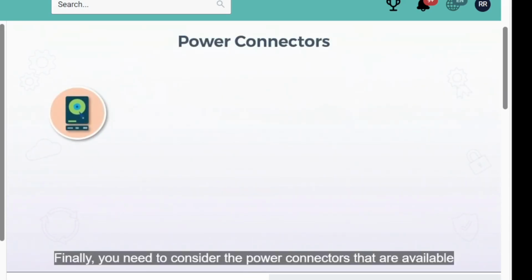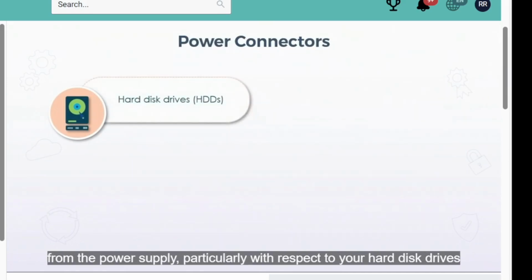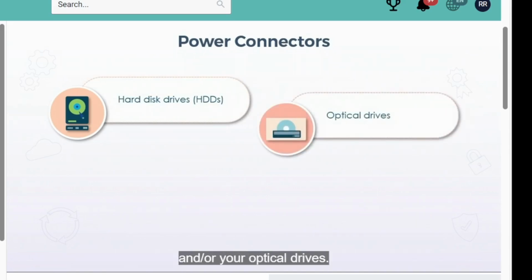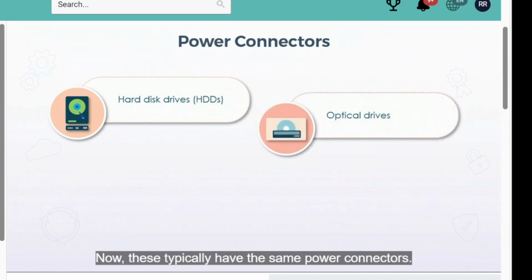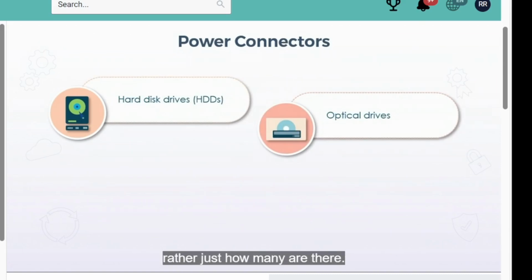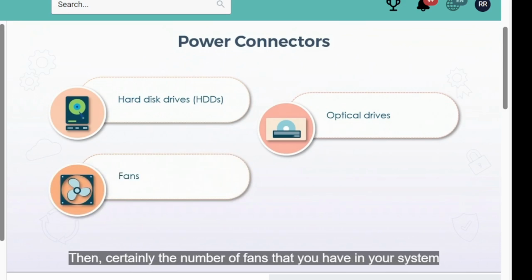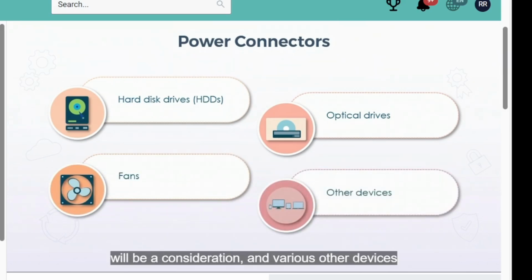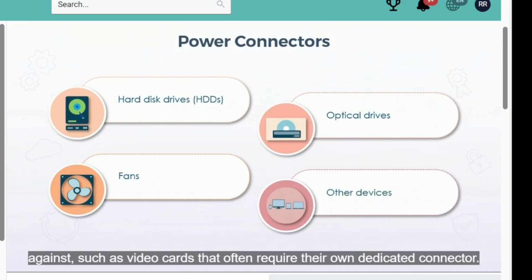Finally, you need to consider the power connectors that are available from the power supply, particularly with respect to your hard disk drives and or your optical drives. Now, these typically have the same power connectors, so it's not so much a matter of configuration, rather just how many are there. Then certainly the number of fans that you have in your system will be a consideration, and various other devices, again, such as video cards that often require their own dedicated connector.